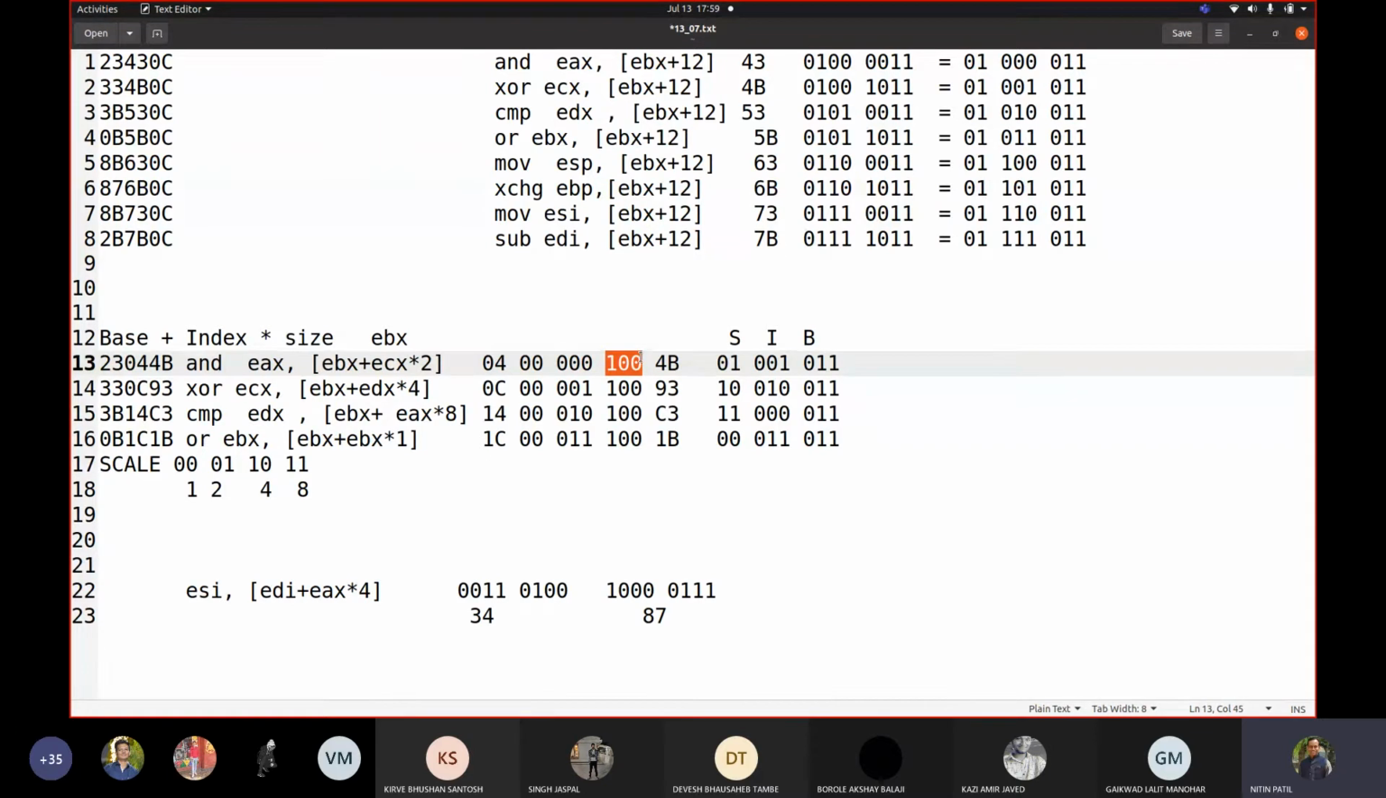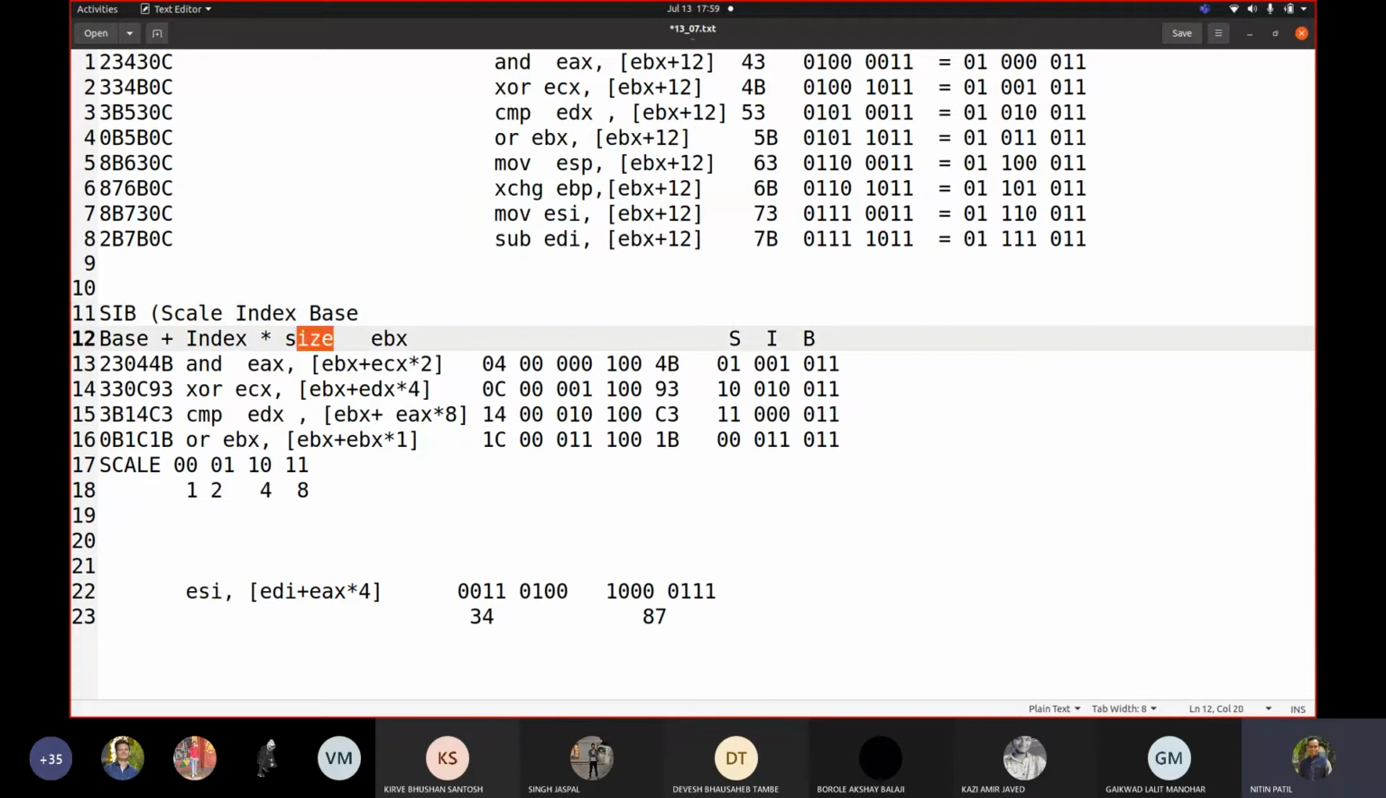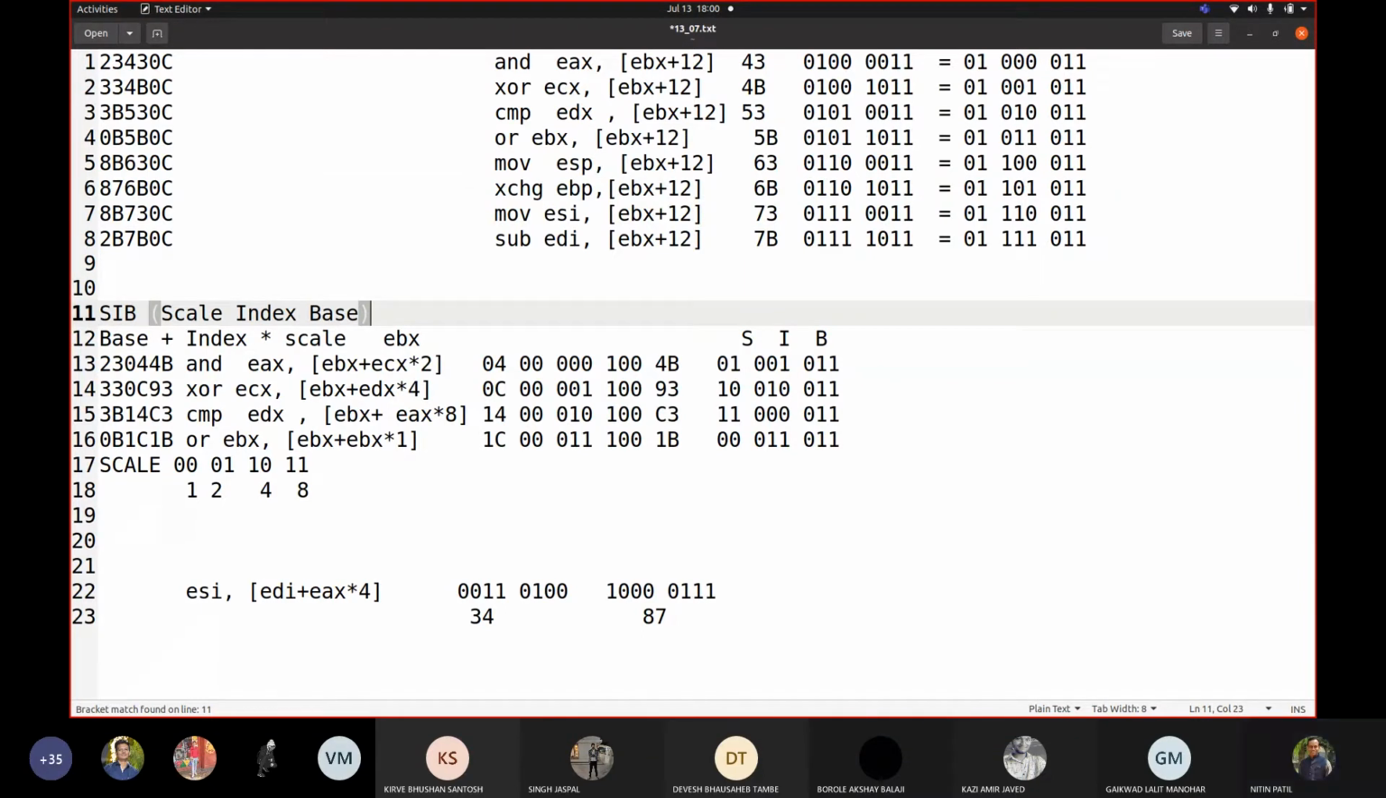It is good to ask questions, so you can ask. Have you understood this scaling? SIB byte? Scale, index, base. Okay, so when I say size, we can say here scale. Is that fine? So these would be your scaling factors.